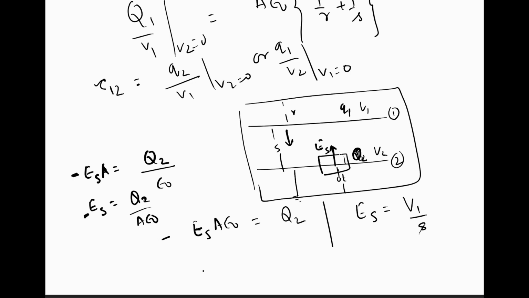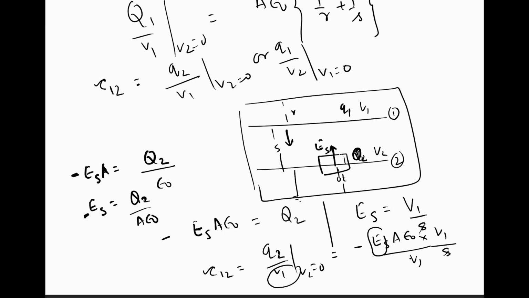So we will try to find C12 is equal to Q2 over V1 when V2 is equal to 0, and this will come out to be minus ES A epsilon naught, and I will put this value as V1 over S, and I will divide by V1. So I will get C12 equal to minus A epsilon naught over S.